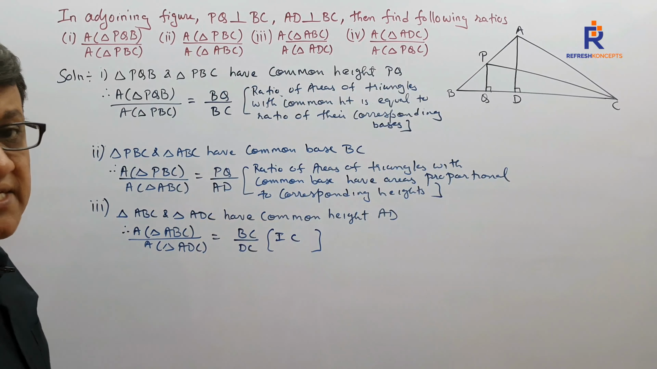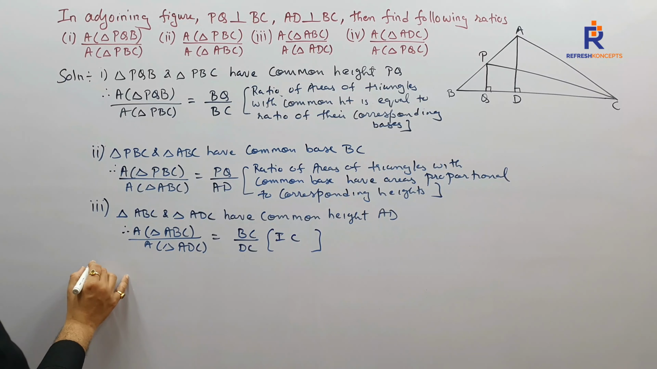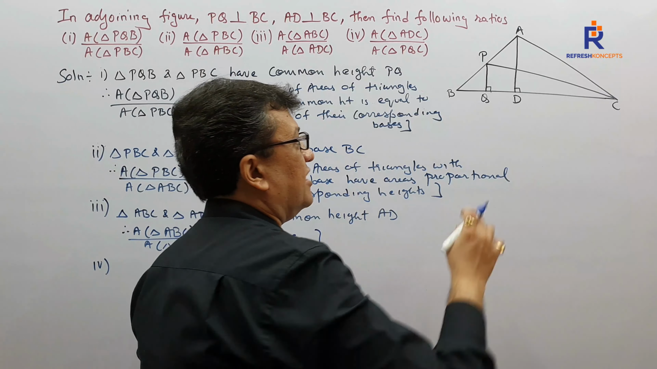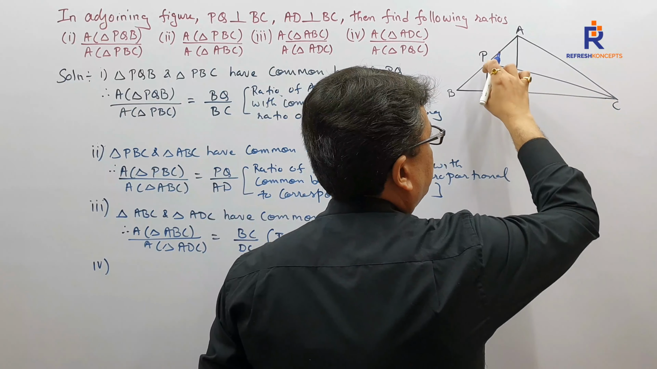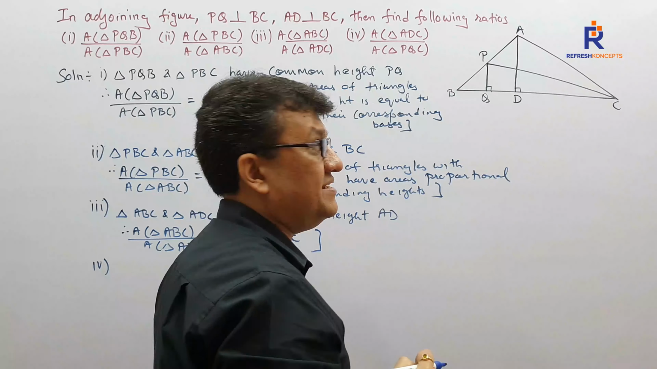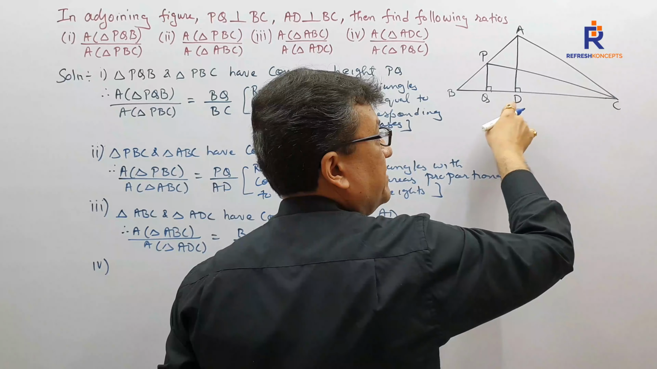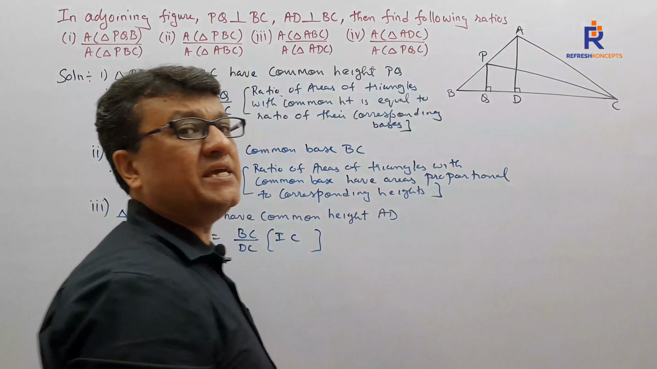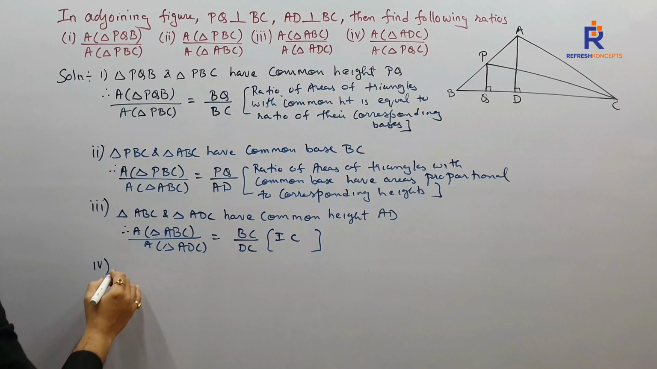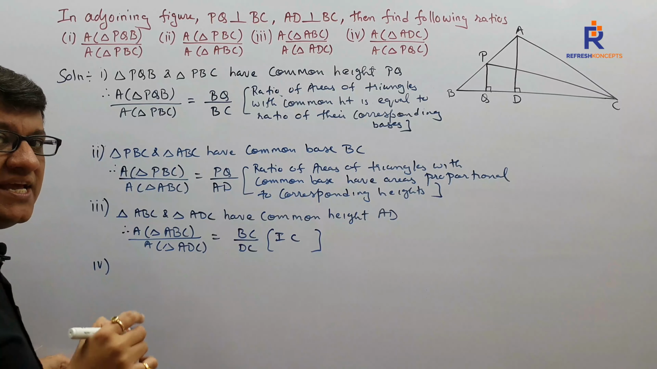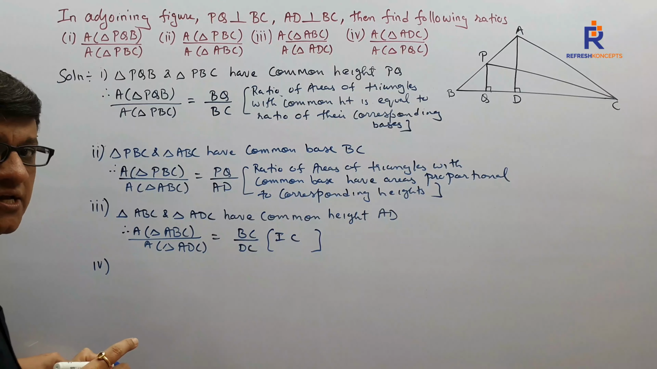They have common height. What is the fourth one trying to say? Fourth one says ADC, PQC. Check it out. Do they have something in common? Let's check. ADC with base DC and height AD. PQC with base QC and height PQ. They have nothing in common. So direct answer, since they have nothing in common, which property? Property 1A.